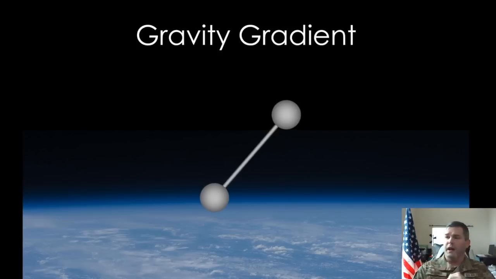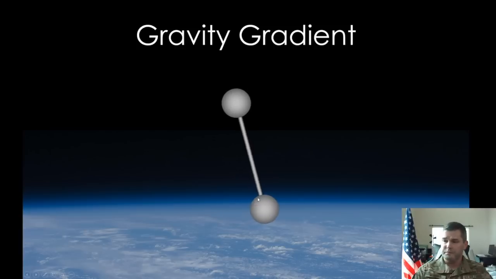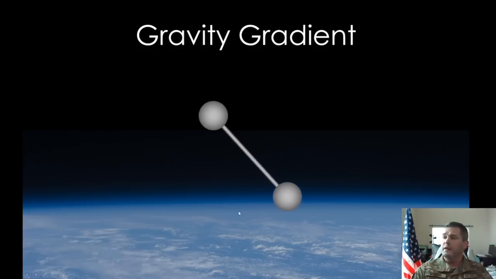The first example is gravity gradient. All right, so we have two masses and a long boom, and the gravity gets weaker as we get higher up.